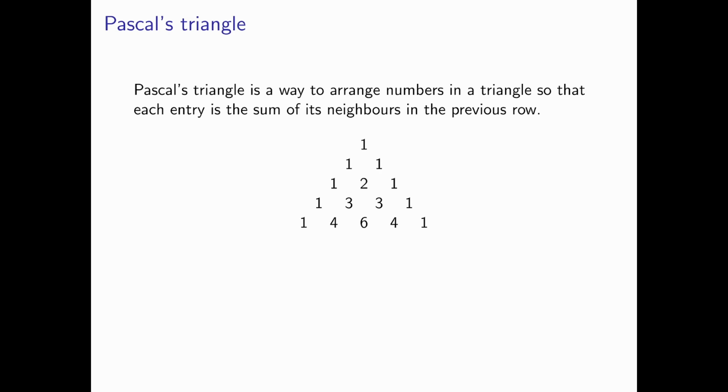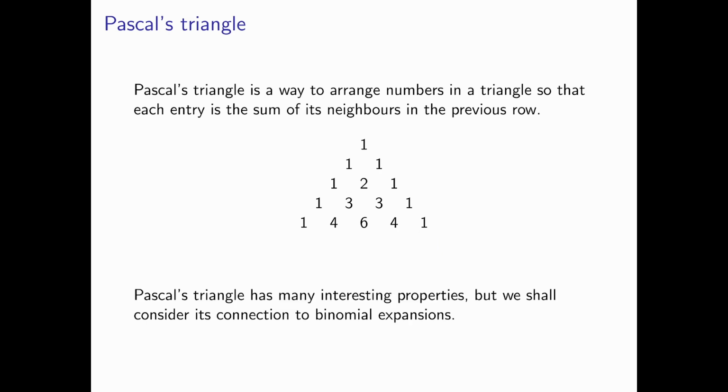And we can even use this to generate a new row of the triangle, or as many rows as we'd like. For instance, the next row becomes: first we have 1 here at the end, then 1 plus 4 equals 5, and then 4 plus 6 equals 10, and then 6 plus 4 is 10, then 4 plus 1 is 5, and then finally we have 1 at the end. We can just continue this construction, add as many rows as we'd like. It's very quick, it's very easy to do once you get the hang of it. Now, this triangle has many interesting properties, but right now we shall only consider its connection to binomial expansions in particular.